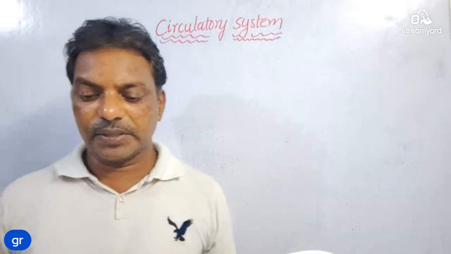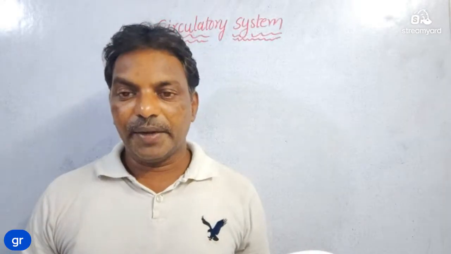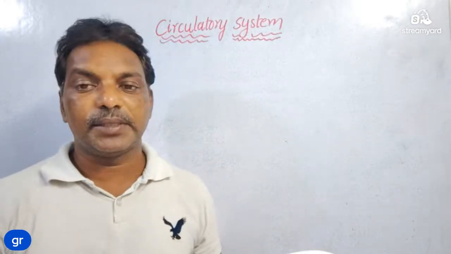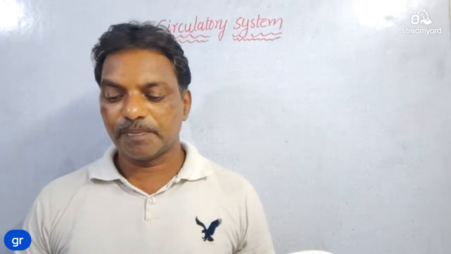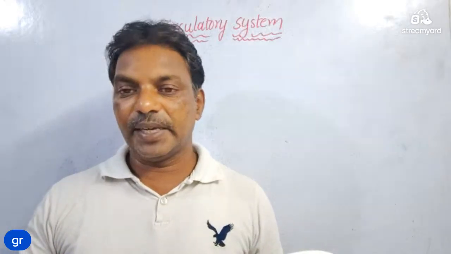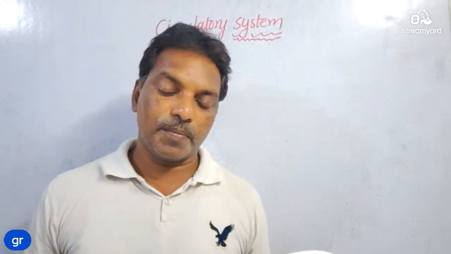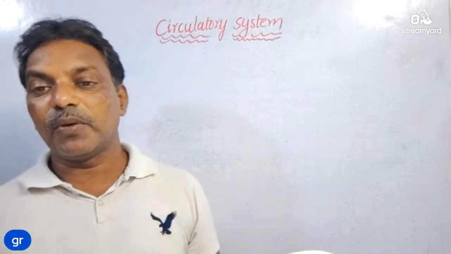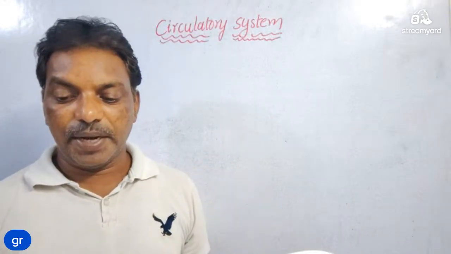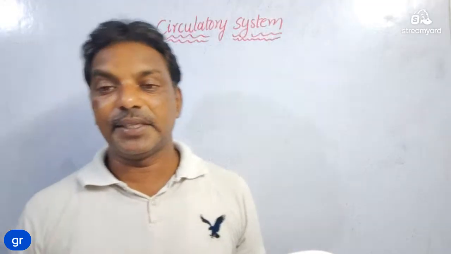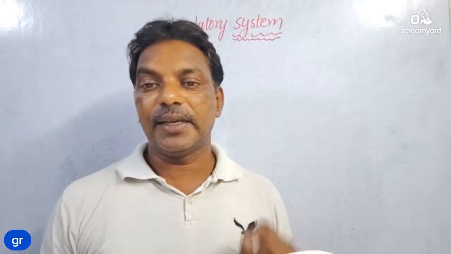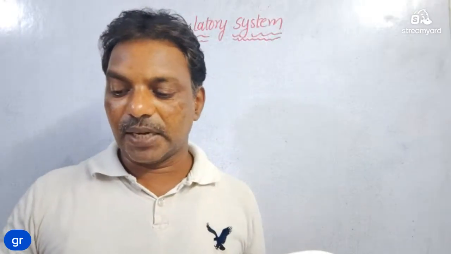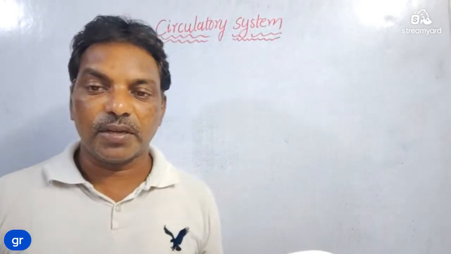Okay, next we are going to discuss which instrument we use to find out heartbeat or pulse rate. That instrument name is stethoscope. This stethoscope was discovered by Rene Laennec in 1816. Who discovered stethoscope? Rene Laennec in 1816. About this we already discussed, and we wrote a question about this in our textbook.